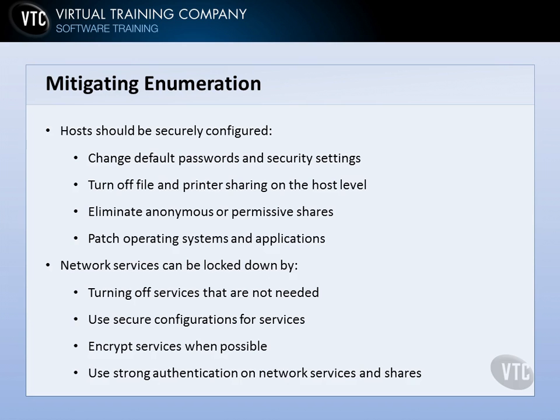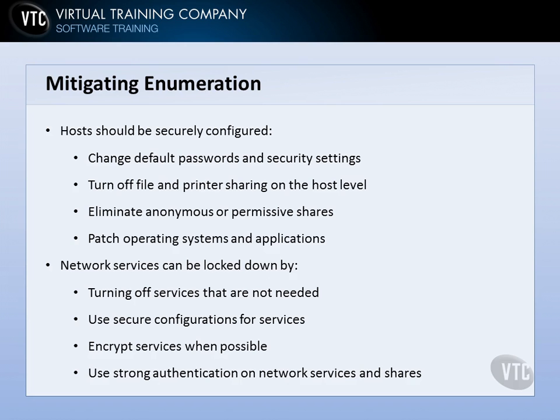You also want to configure security settings to be a bit more tight. For example, you want to securely configure SMB signing. You also may want to turn off file and printer sharing at the host level. Particularly on Windows boxes, file and printer sharing can turn on a host of other services as well. You might want to eliminate anonymous or permissive shares that anyone can get to or everyone can get to. And obviously patch the operating systems and the applications so that you reduce security issues with them.